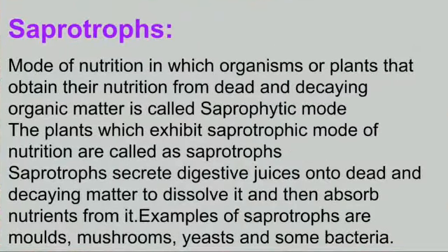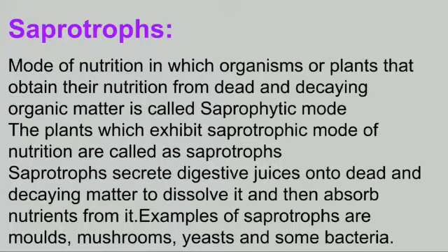Here we have saprotrophic nutrition also. It is the mode of nutrition in which organisms or plants obtain their food from dead and decaying organic matter. It is called the saprophytic mode; sapro means rotten and trophs means nourishment. They also feed using digestive juices, like the insectivorous plants. The plants which exhibit the saprotrophic mode of nutrition are called saprotrophs. Saprotrophs secrete digestive juices onto dead and decaying matter to dissolve it and then absorb nutrients from it.